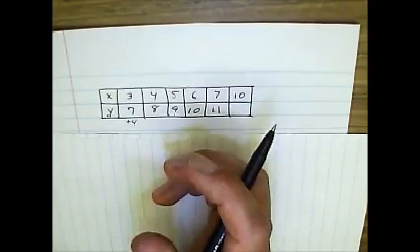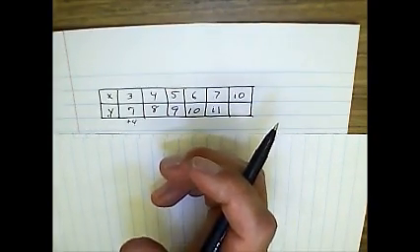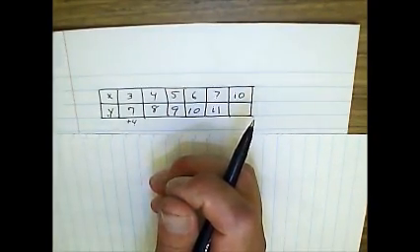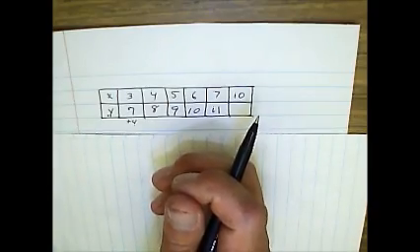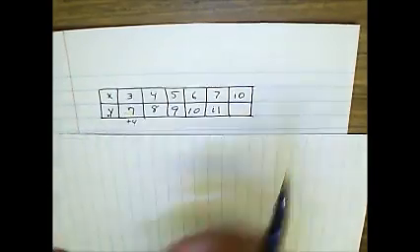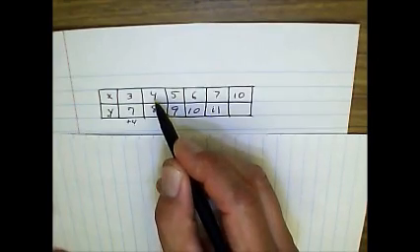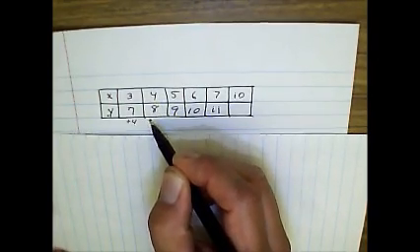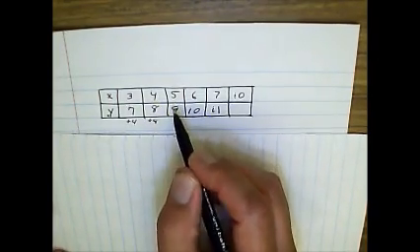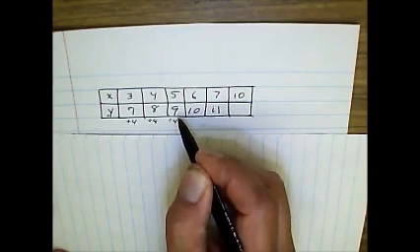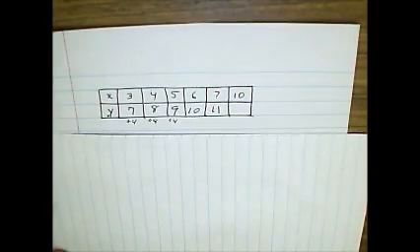A pattern is a predictable, consistent way of doing things. So if it works for one, it should work for all of them. So let's take a look at this. 4. If I add 4 here, do I get 8? Yes. If I add 4 to 5, do I get 9? Yes. So is it clear that our pattern is plus 4?